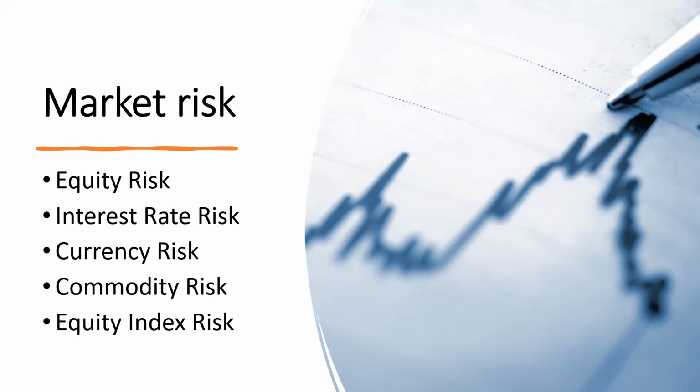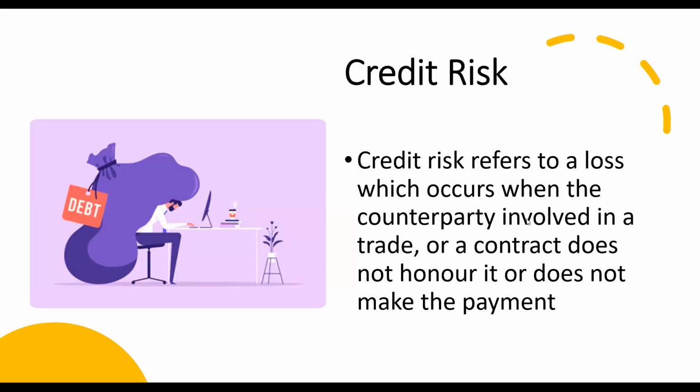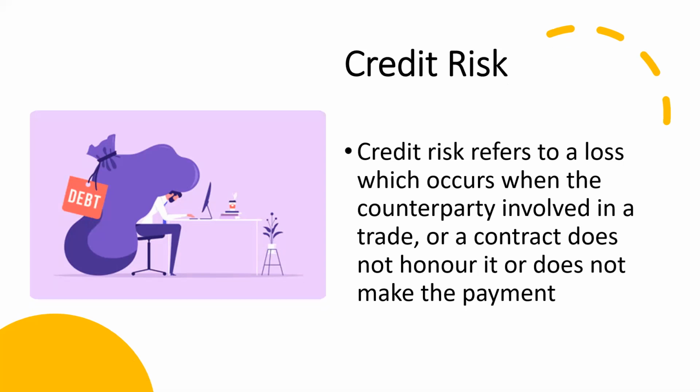We are moving to the second main type of risk, that is credit risk. What is the meaning of credit risk? Credit risk is a type of risk where your counterparty is not making the payment. It is a loss which occurs when the counterparty involved in the trade or a contract does not honor it or does not make a payment. Think that you have given a certain amount to one particular party and they are not returning it, it means it is a bad debt for you. It is a huge amount of loss.